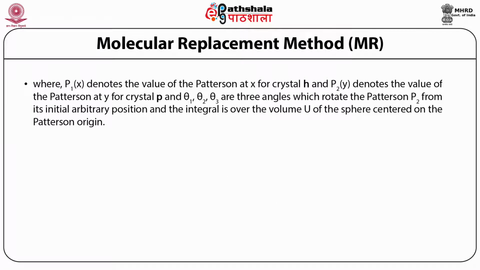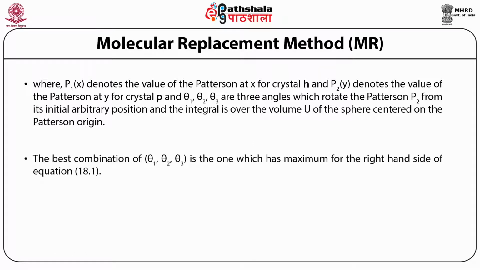Here, P1 of x denotes the value of the Patterson at x for crystal 1, and P2 of y denotes the value of the Patterson at y for crystal 2. And theta 1, theta 2 and theta 3 are the three angles which rotate the Patterson P2 from its initial arbitrary position, and the integral is over the volume capital U of the sphere centered on the Patterson origin. The best combination of theta 1, theta 2 and theta 3 is the one which has the maximum for the right hand side of the above equation 18.1.